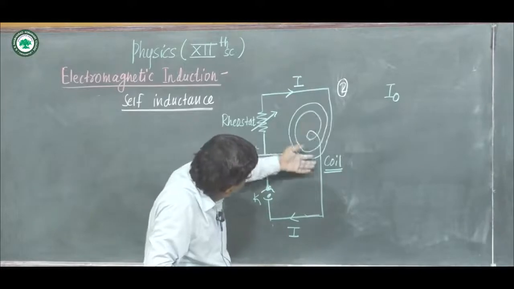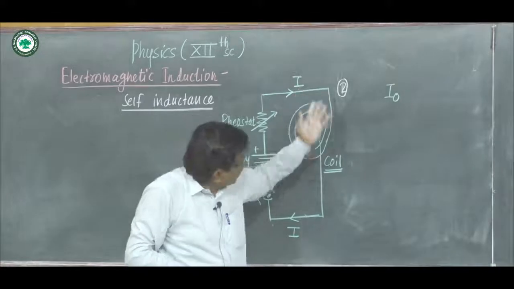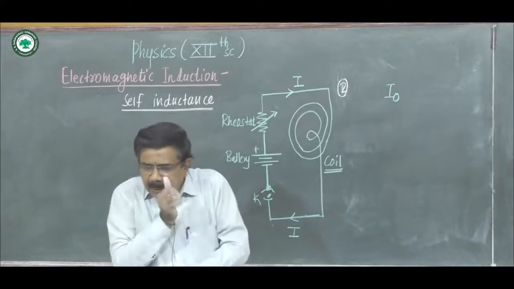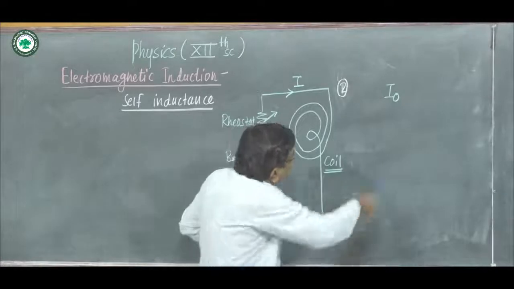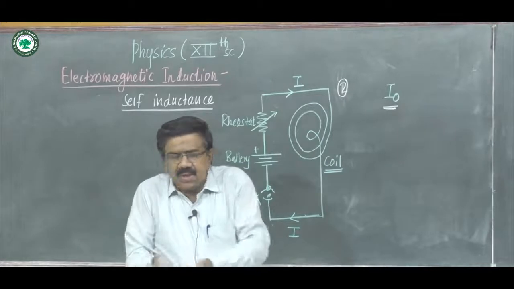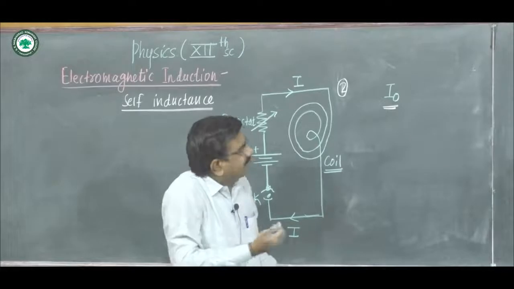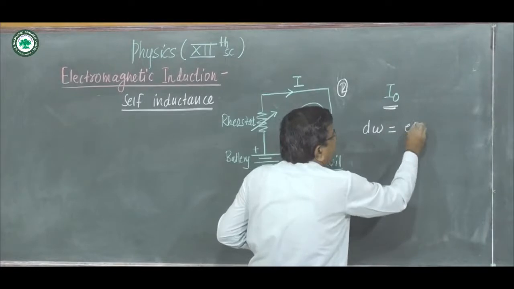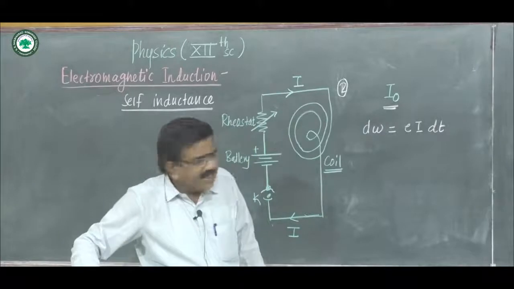As this induced EMF or induced current opposes the current which is responsible for its production, hence work must be done to establish the magnetic flux associated with the steady current I0. So this work done in time dt is given by dW is equal to EI dt.